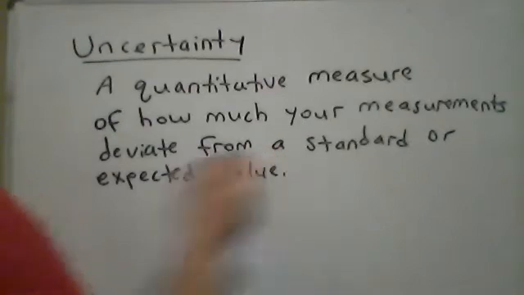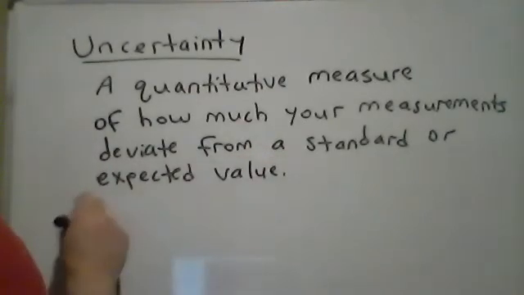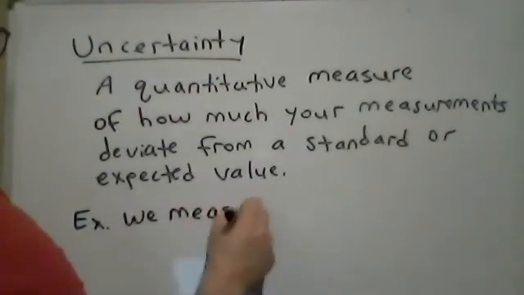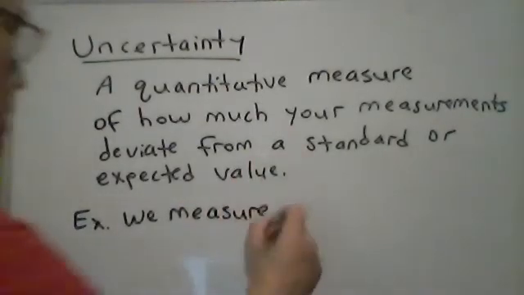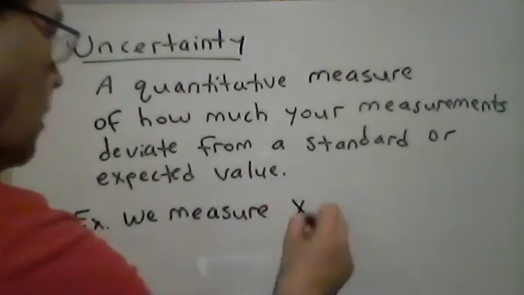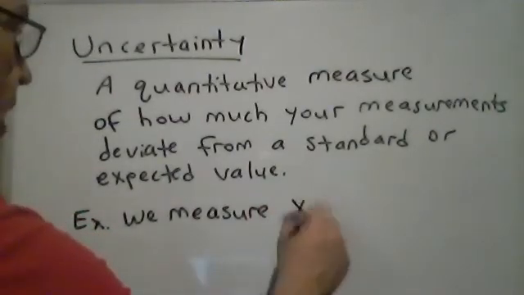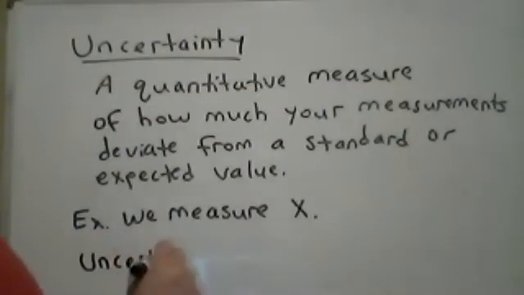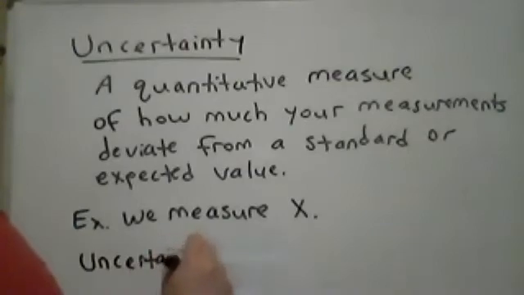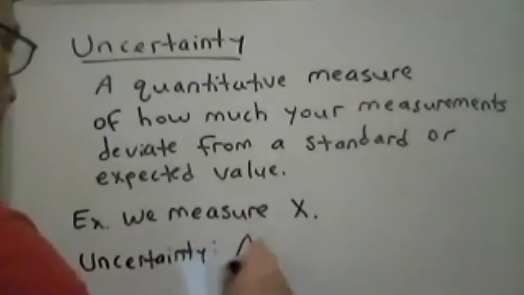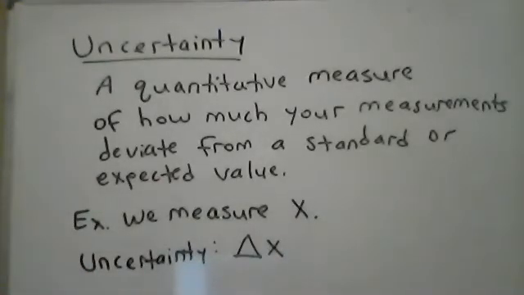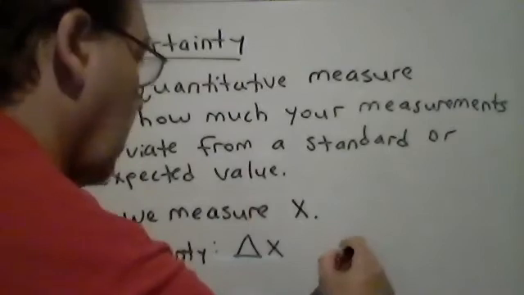So typically, as an example, we measure some quantity given by the variable x. We measure x, so we have the data x, for instance. Now, oftentimes we refer to the uncertainty mathematically as delta x. It looks like an equilateral triangle. This is the Greek letter.